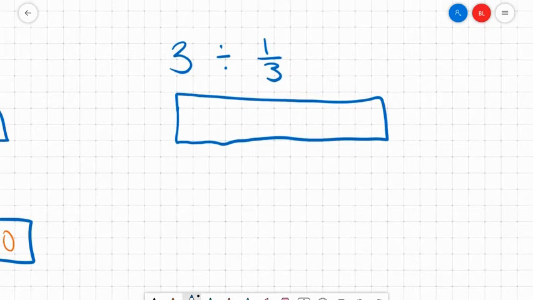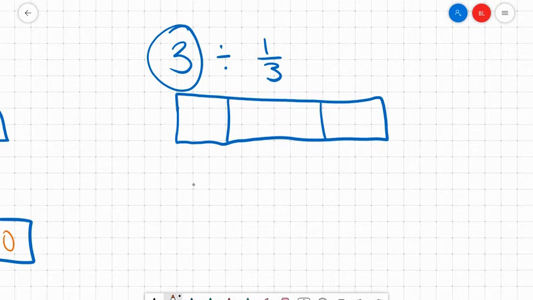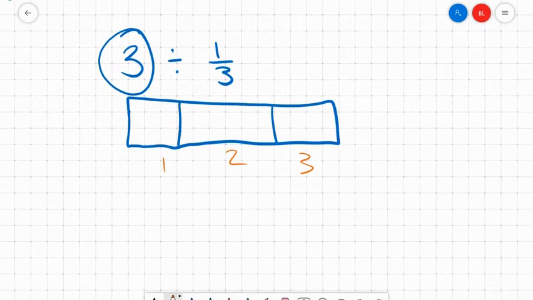And then we're going to start with 3 because we're dividing by a third. So we're going to start with 3. So this whole tape diagram represents 3, which means we've got to draw 2 lines in it. So there's 1, 2, 3.